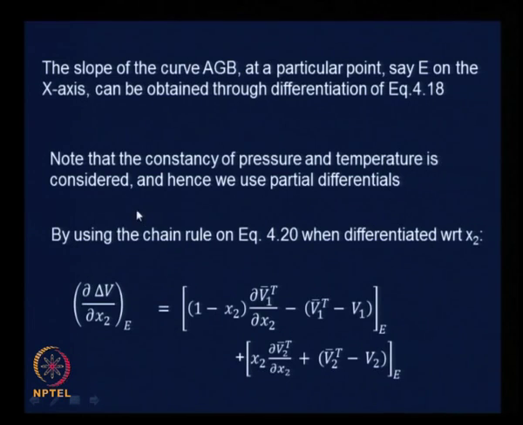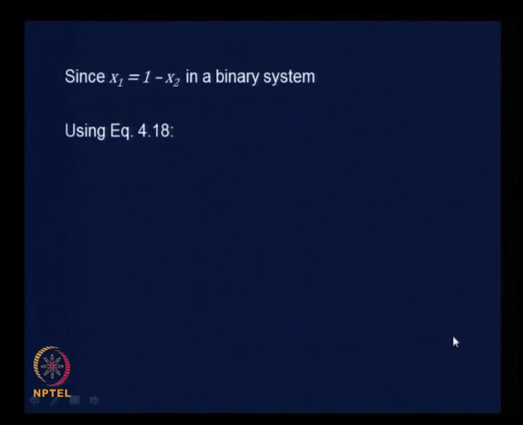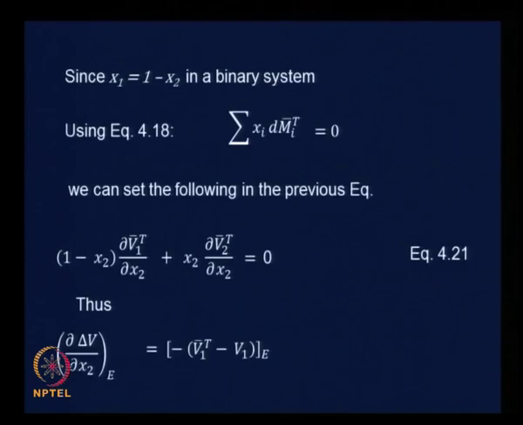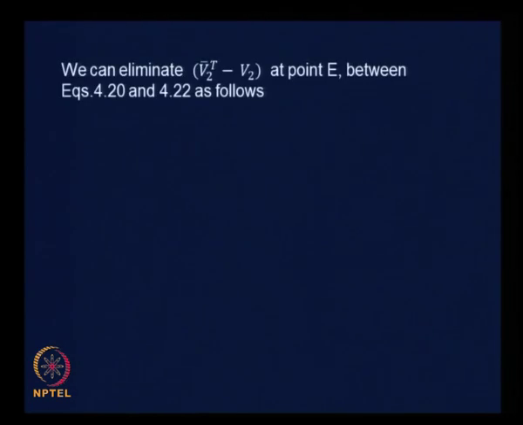Expressing equation 420 in terms of the derivative and so on, we had formulated it in such a way that some of the quantities that we are interested in would correspond to distances on the delta V versus x2 diagram, and therefore we went about deriving that you can indeed use the distances on the delta V versus x2 graph to find out V1 T hash and V2 T hash.